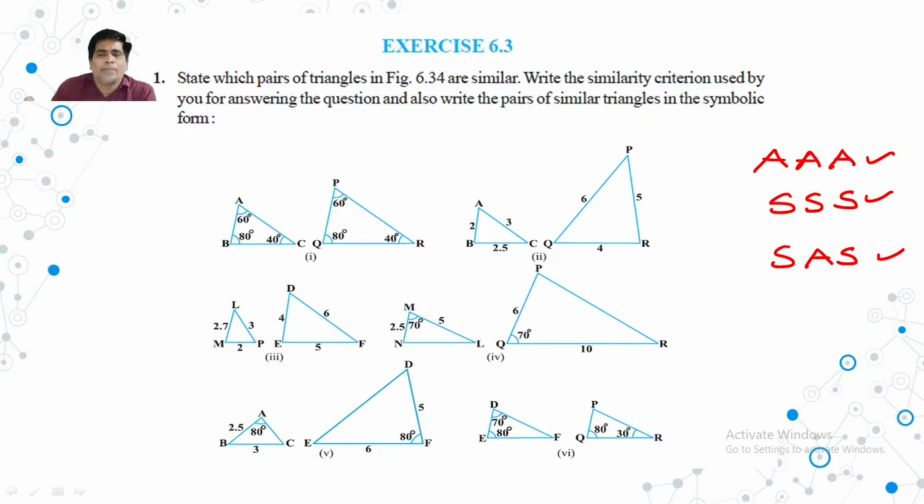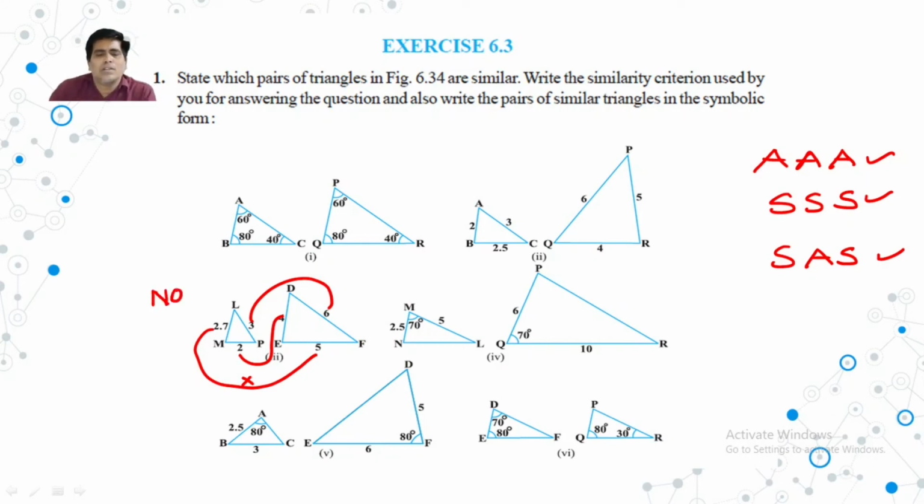Come to the third one. He is talking about all sides. He has given all the sides here, whether these sides are proportional or not. This 2 is twice here and this 3 is also twice here. So what about the third side? 2.7 twice is supposed to be 5. Is it 5? No, it's not 5. 2.7 twice is 5.4. So this is not in proportion. This one side is not in proportion, so these two triangles are not at all similar. These are not similar triangles.